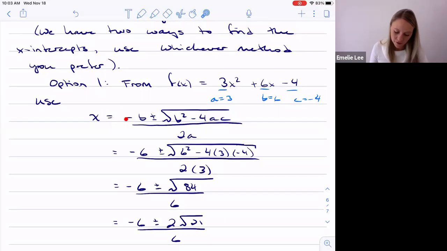If you prefer to use the quadratic formula, that's great. That's fine. Just know that what you're doing is finding the x-intercepts.